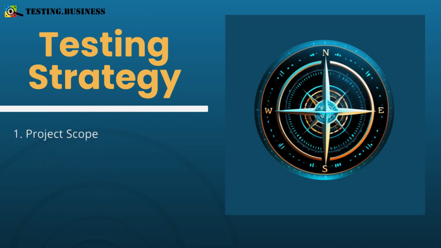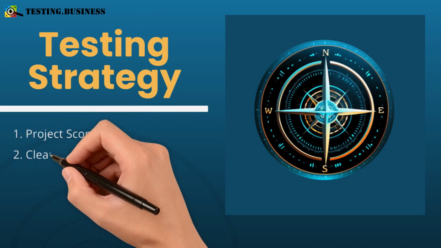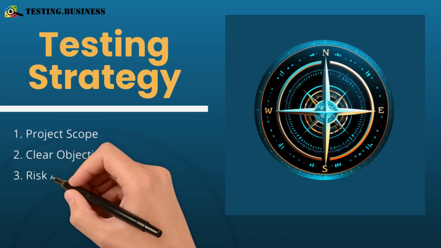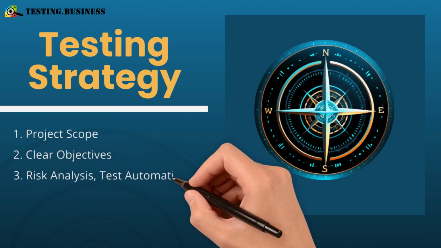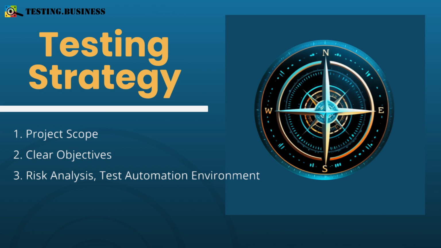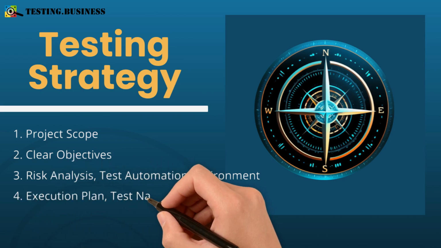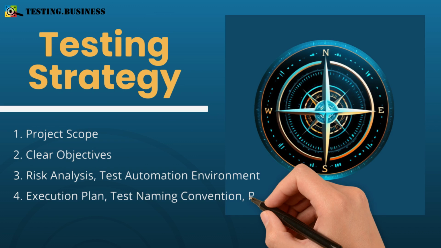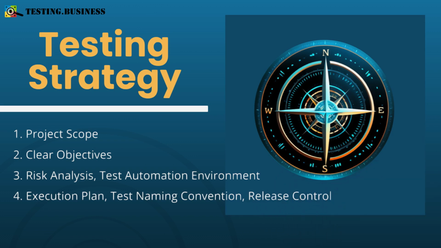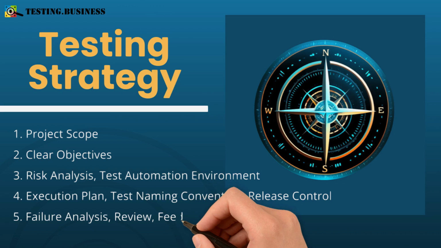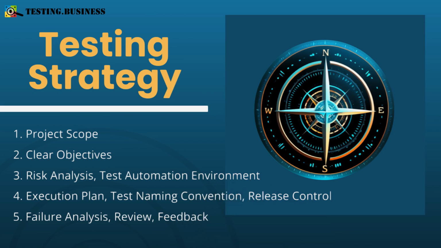1. Define the project scope. 2. Set clear objectives. 3. Conduct risk analysis and establish a test automation environment. 4. Develop an execution plan. Implement a test naming convention, and manage release control. 5. Plan for failure analysis and emphasize review and feedback. Let's get started.